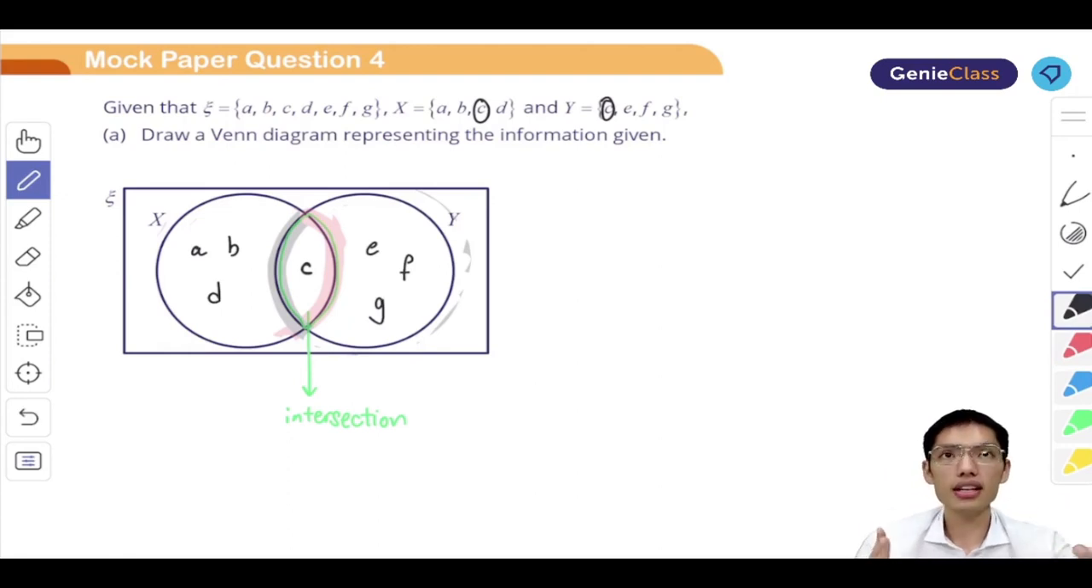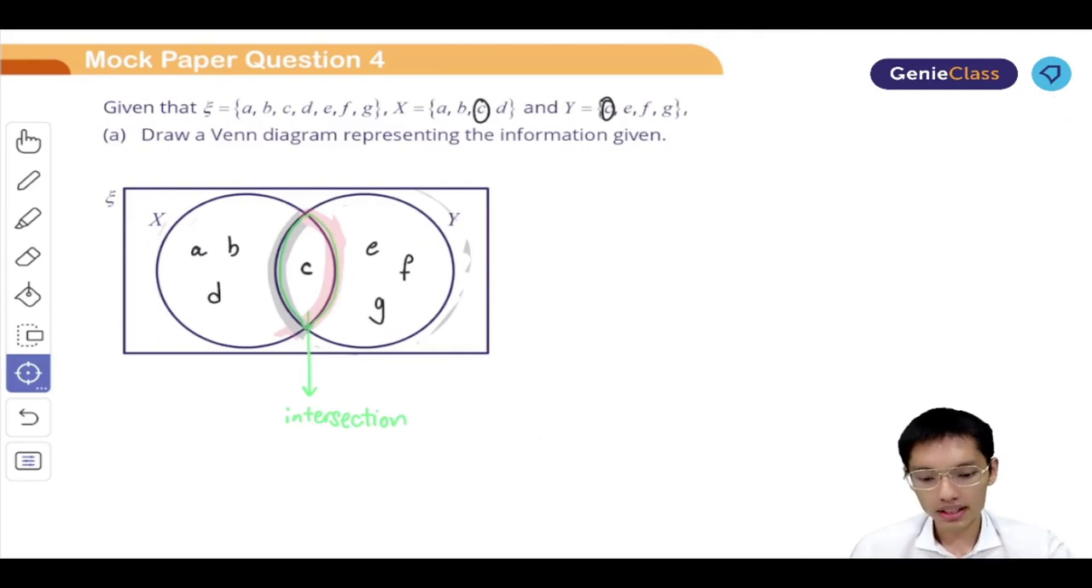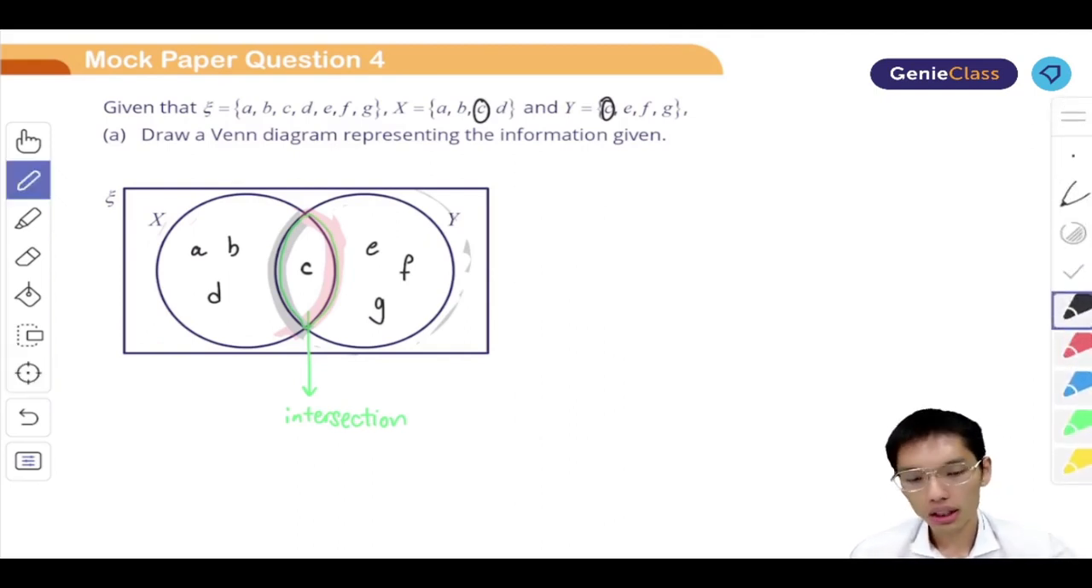And of course, anything that is not within X and Y, we fill in outside. But in this case, that is all for the set. So that is the answer for the Venn diagram below. And what are the types of questions they can ask?